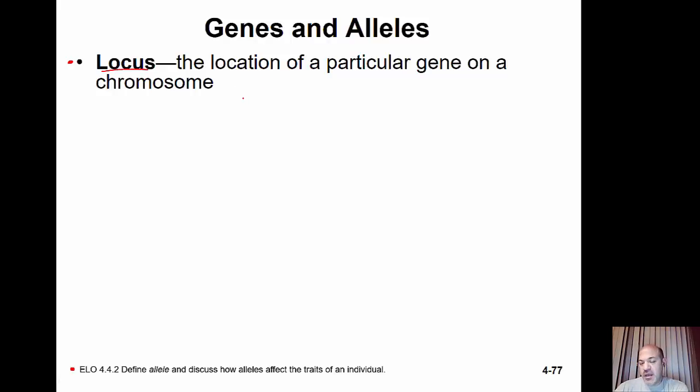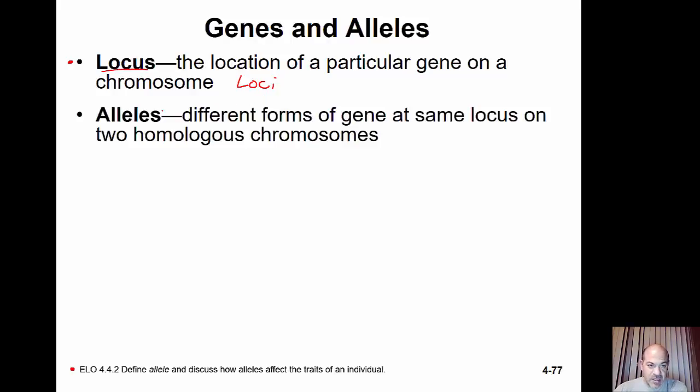For example, a specific gene might be found on chromosome number 1. And the specific place where that gene is located on chromosome 1 is called its locus. And if you ever see the word loci, we're then referring to more than one location, which is also referring to more than one gene.